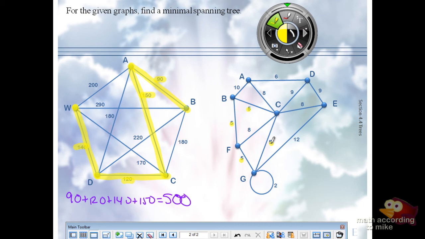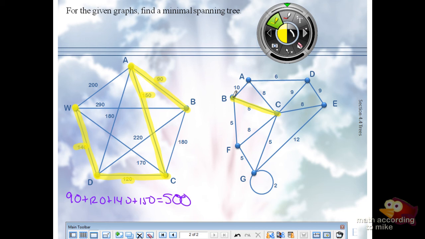Step 2 says pick an edge with a weight greater than or equal to the previous weight. Well, the important part here is the equal to. We can pick another edge that has a 5. That's fine. So which one do you want to pick? B to F? Sure. That's cool.